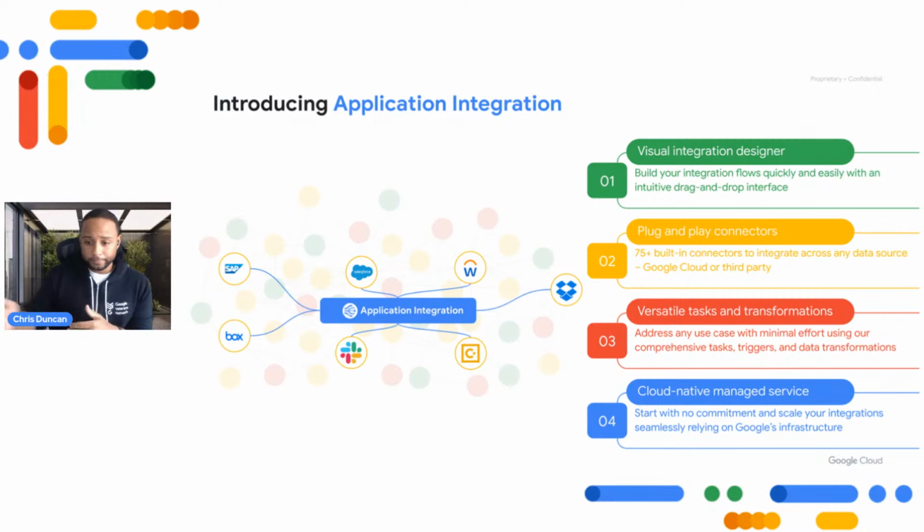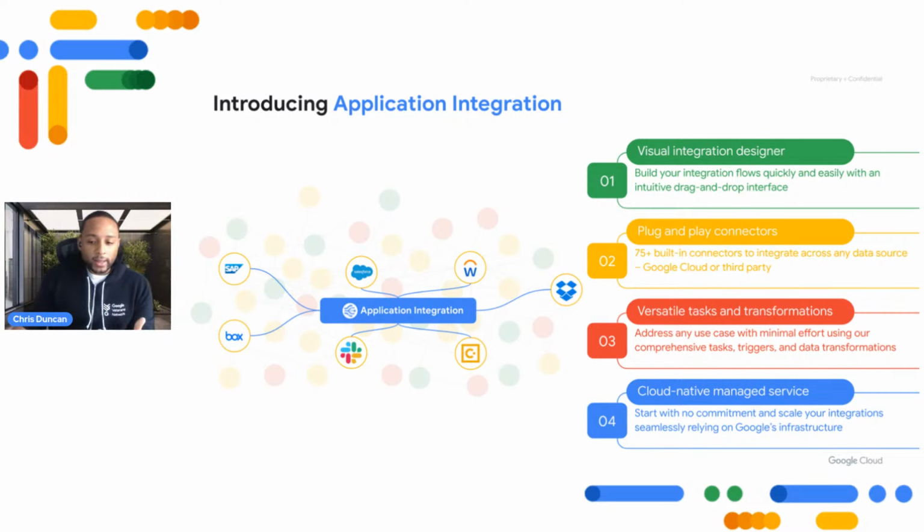Part three of that is versatile tasks and transformations, right? So being able to address any use case with minimal effort. You being able to have different tasks to handle different business logic that you build into your integration, and transformations to support you in regards to an application that may speak in JSON and may need to talk to another application in XML, or doing some level of transformation with the data at a data mapping layer, which you're going to see in the lab as well.